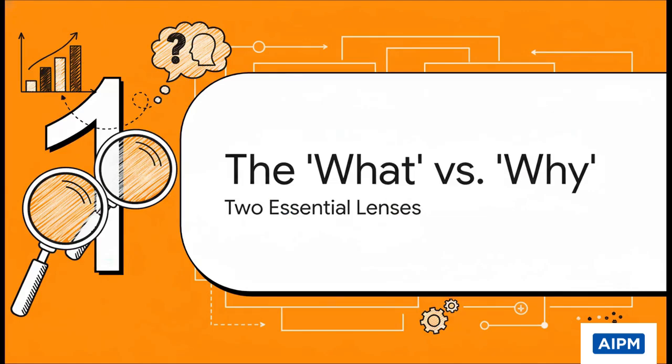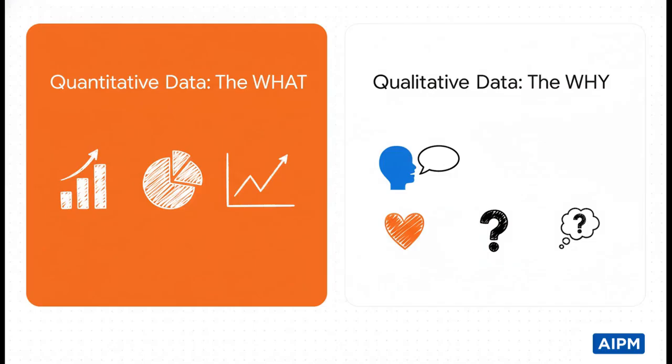Okay, so let's start with the absolute foundation. If you want to solve any product puzzle, you've got to learn to look through two very different but equally essential lenses. Getting this right is the key to, well, everything else we're about to cover. It really just boils down to this super simple but incredibly powerful distinction. On one side, you've got your quantitative data, the numbers. This tells you what is going on. And on the other side, you have qualitative data, the stories, the narrative. This is what helps you finally understand why it's happening.